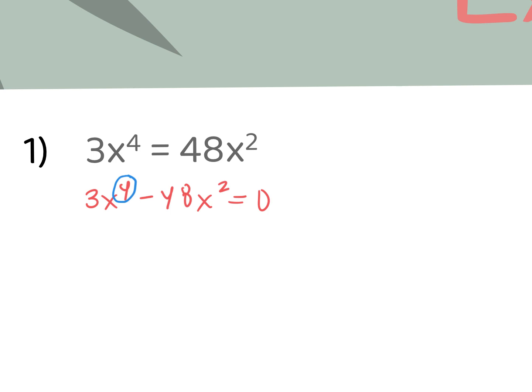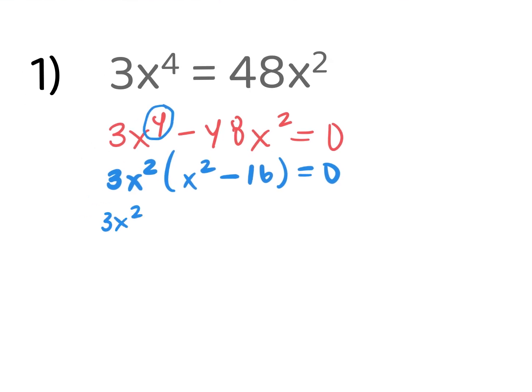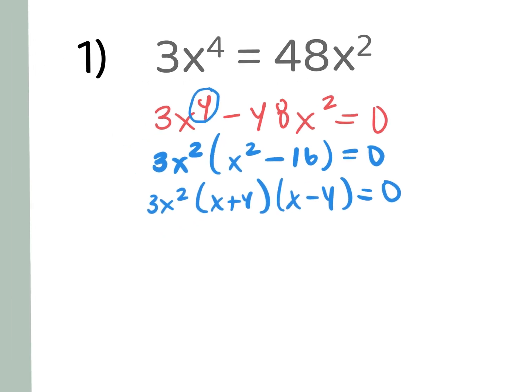If we're going to factor, what's the first thing we look for? GCF. What can I take out of 3x to the fourth and negative 48x squared? 3x squared. So when I do that, what am I left with? What's 3x to the fourth divided by 3x squared? x squared minus, what's 48 divided by 3? 16. Good. Your x squareds cancel. So we're good now. Can I factor this a little bit more? Yeah, so I have 3x squared, x plus 4, and x minus 4. I set every single piece equal to 0. Does everybody understand that? So I have 3x squared equals 0, x plus 4 equals 0, and x minus 4 equals 0.